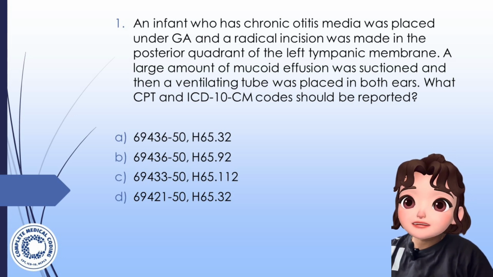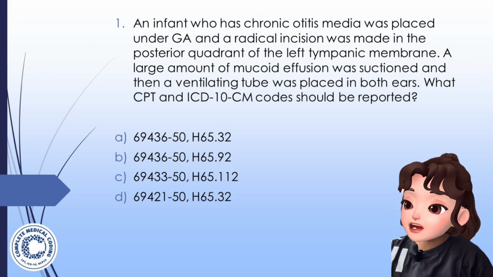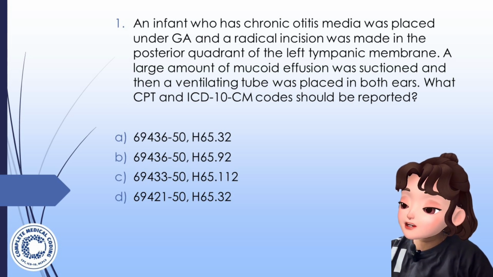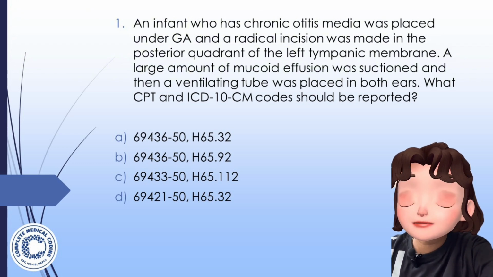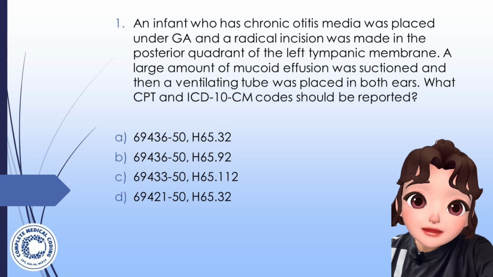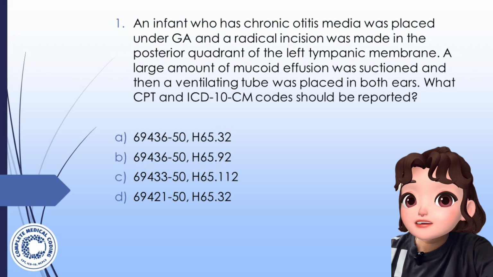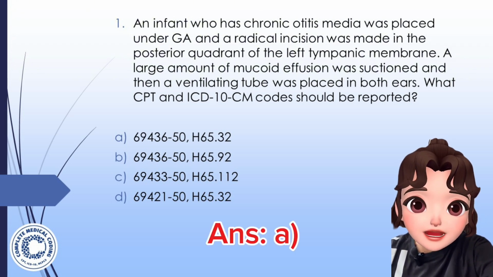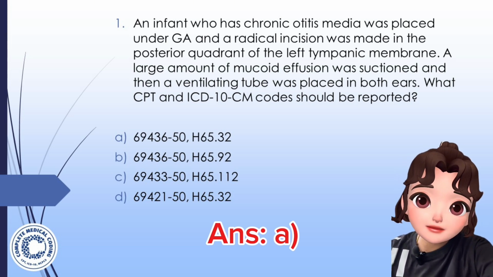Anyway, let's check the other CPT code also in option D. 69421. What is 69421? That is myringotomy, including aspiration or eustachian tube inflation. No, that is not our procedure. This is the tympanic membrane, which represents tympanostomy. Incision into the tympanic membrane means tympanostomy. Ostomy means incision. So our answer will be option A, 69436 with modifier 50 and ICD code H65.32.